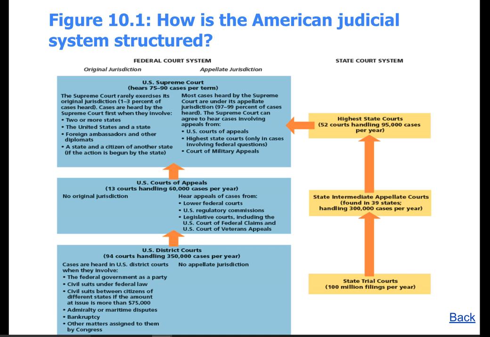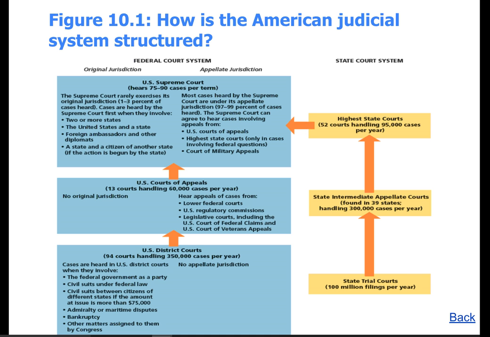So all of their cases are going to be heard on appeal, either from lower federal courts or from a regulatory commission, or we do have some special legislative courts. And remember from your reading that judges who are appointed to legislative courts actually do have term limits. That is a little bit of a difference from the constitutional courts.